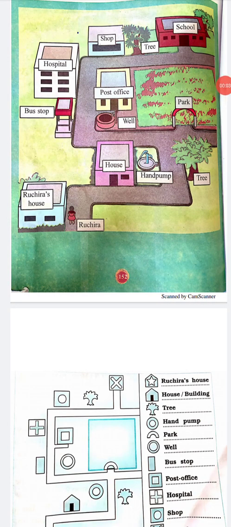The places and things which Ruchira will find on her way from home to school are as follows. On her right: tree, park, well, post office. On her left: Ruchira's house, building, hand pump, bus stop, hospital, shop, tree, and school.